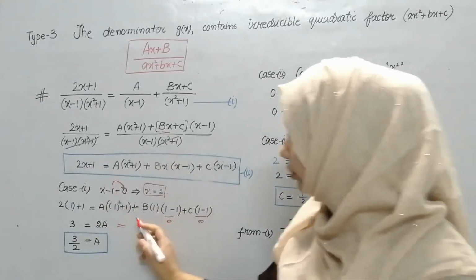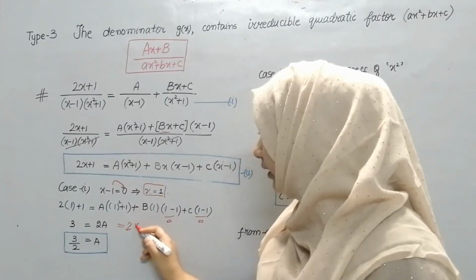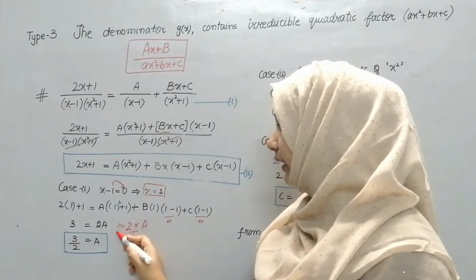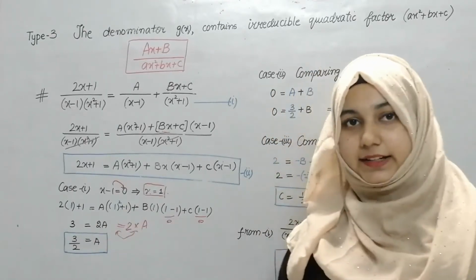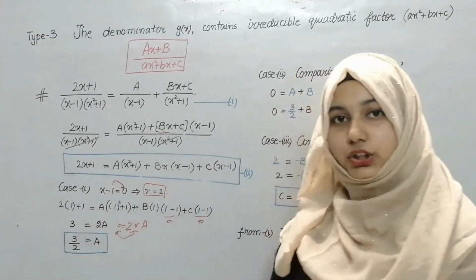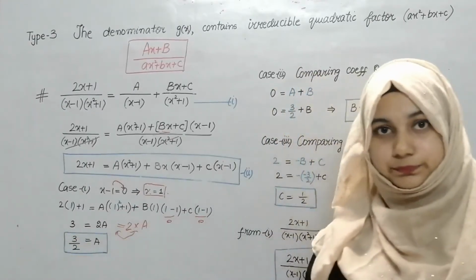Here again 2 is being multiplied with A. If this goes to the other side, it divides. So 3 by 2. I already have 3, so I'll divide 3 by 2. This is my A. Okay.